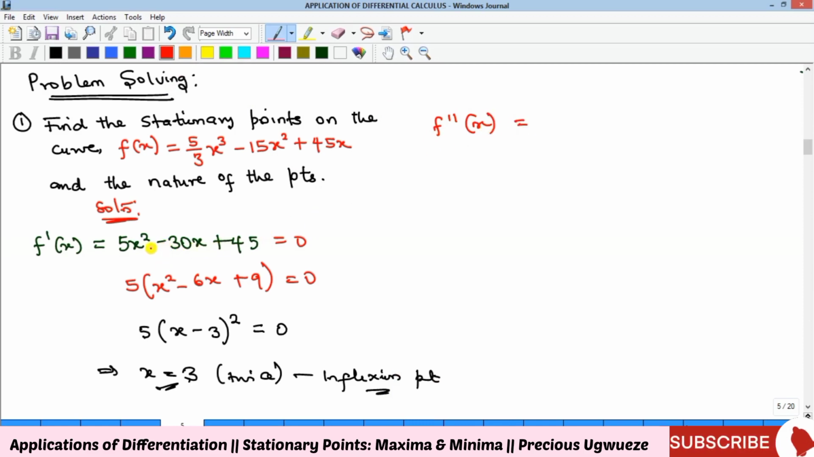So let's differentiate this again. If we do that, we are going to have 10x minus 30. And so now recall that for you to have a maximum point, if you substitute the value of the x you have, which is 3, you should get a value that is less than 0. But if it's greater than 0, then it is minimum. But if it's exactly equal to 0, then what you have is an inflection point. And when you put x as 3 here, you will have 10 times 3 minus 30, which is exactly 0. And so that means you have an inflection point.